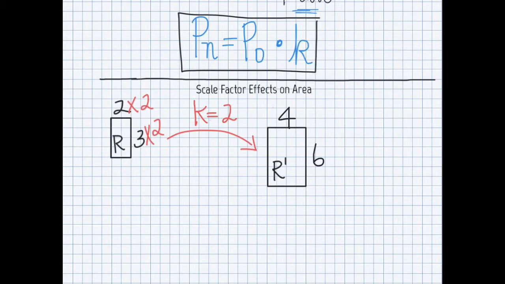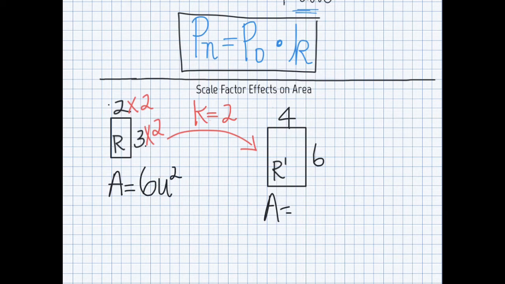Now, let's see how the scale factor of 2 affected the area of the new image. To do this, let's calculate the areas of both the original rectangle R and the new image rectangle R prime. The area of the original rectangle R is found by multiplying the length times the width. So we would multiply 2 units by 3 units. That means that the original rectangle R has an area of 6 units squared.